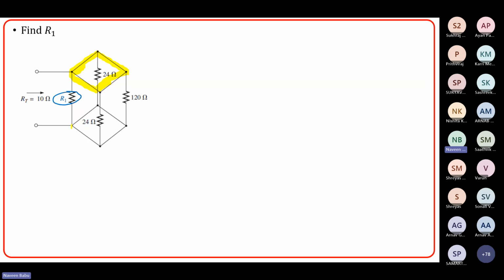And similarly, the bottom resistances, if you see all the other branches, they are all shorted only. So if you want to redraw this particular circuit, you can simply redraw like this. I have R1 here, and to both the ends of R1, I have this 24 ohms also connected. This 24 ohms also, they are connected.